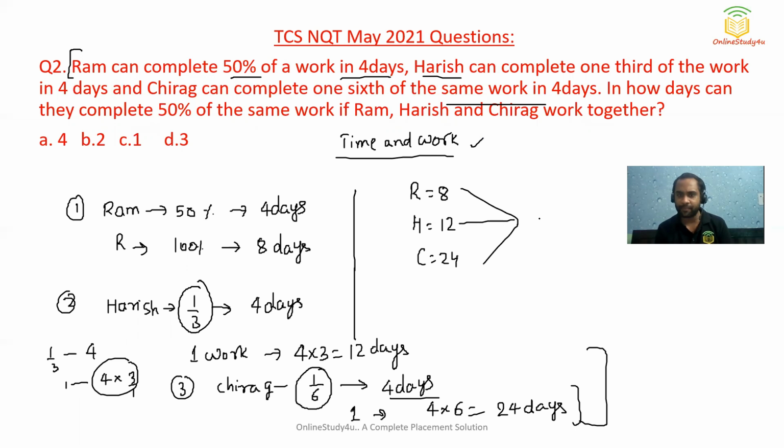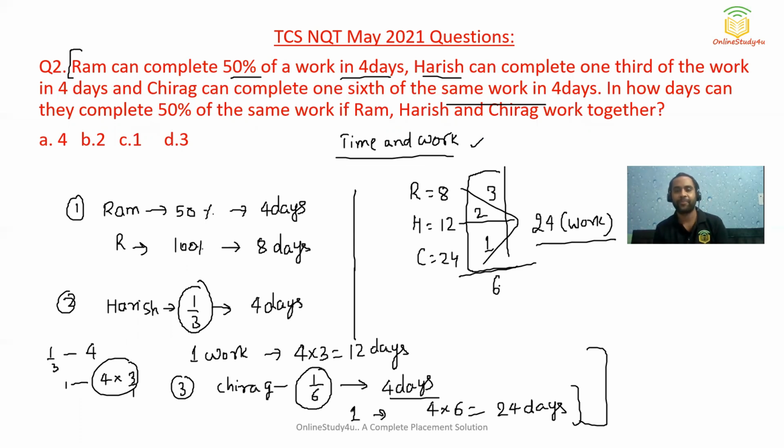So take LCM. Okay. So time and work using the LCM method I have taught you. So you can refer that. So once you take LCM, it will become your total work. 8, 3 8s are 24, 12, 2 12s are 24, 24, 1 24 is 24. Okay. That means Ram, Harish and Chirag can complete 6 work in a day. So total work is 24. So total work they will be taking 4 days. 100% of the work they will do in 4 days.